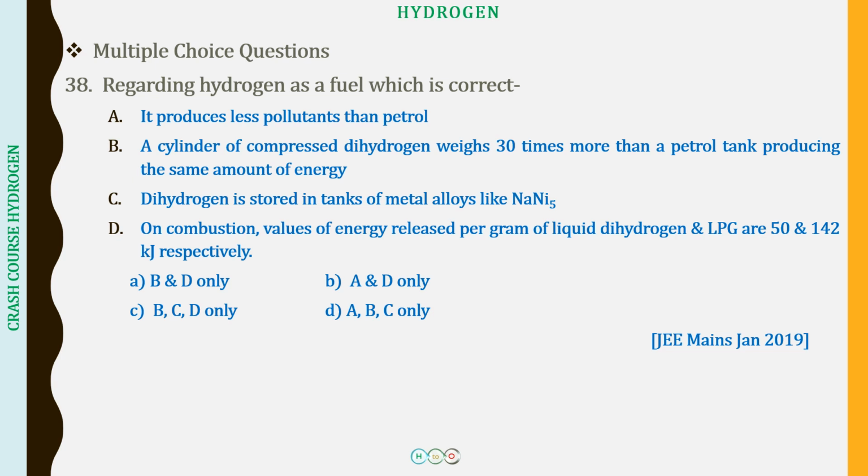So the question is: regarding hydrogen as a fuel, which is correct? It produces less pollutants than petrol. A cylinder of compressed dihydrogen weighs 30 times more than a petrol tank, producing the same amount of energy. Dihydrogen is stored in tanks of metal alloys like sodium nickel alloy. On combustion, values of energy released per gram of liquid dihydrogen and LPG are 50 and 142 kilojoule respectively. The choices are: B and D are correct, A and D correct, B, C, D correct, A, B, C correct. This is a question which was asked in JEE Mains January 2019.